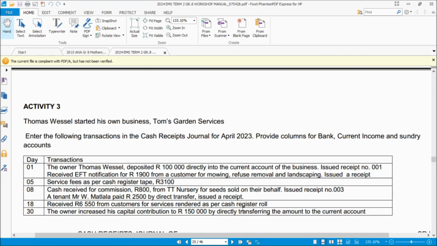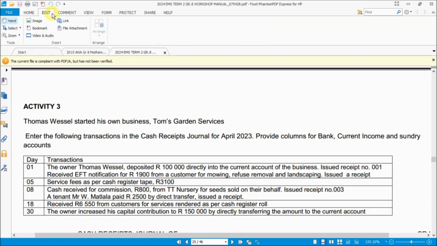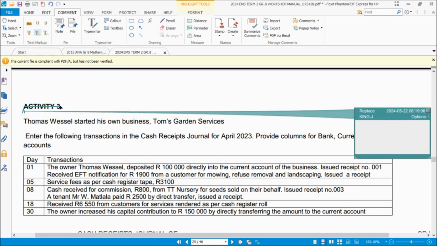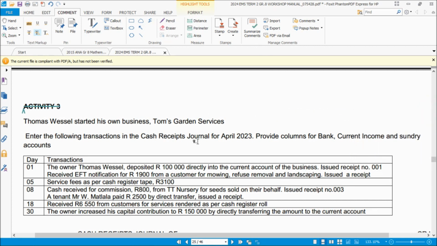Right, this is accounting. This is activity 3. For some of you, I've told you to change this to activity 20. Alright, so very important here is our required information.